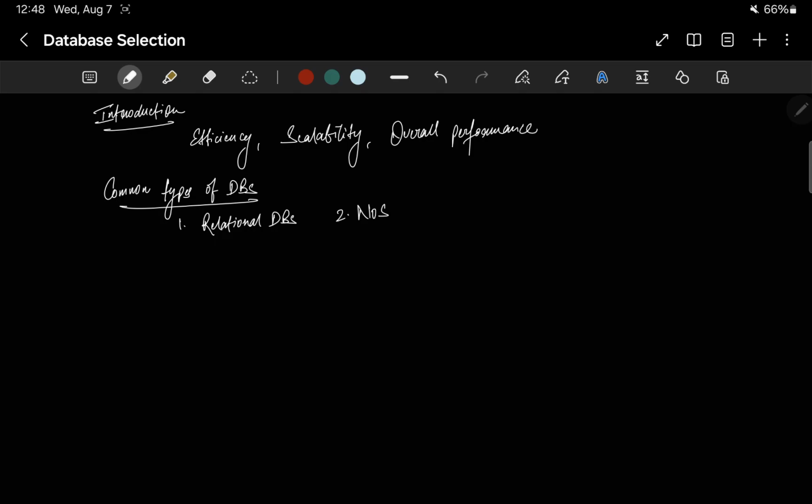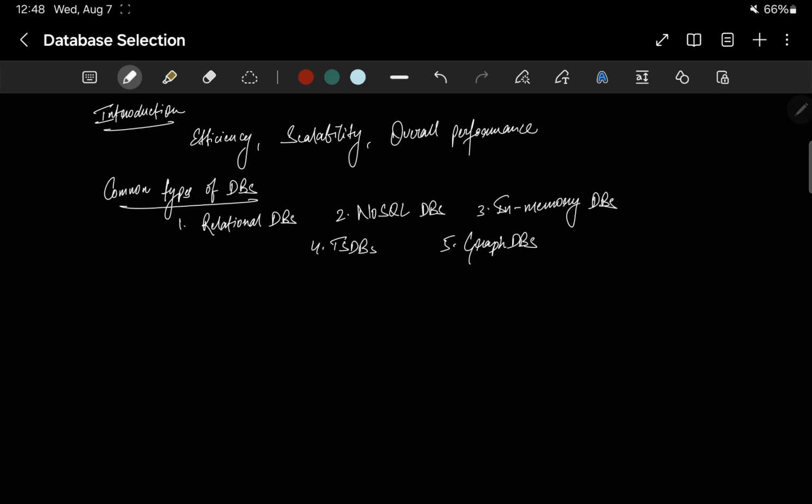Next is NoSQL databases. So NoSQL databases are suitable for unstructured or semi-structured data, providing flexibility. Next, we have in-memory databases. They are designed to store and retrieve data from the system's main memory for faster access. Next, we have time series databases. So they are specialized for handling data points indexed by time. And next, graph databases. So they are optimized for storing and querying interconnected data.